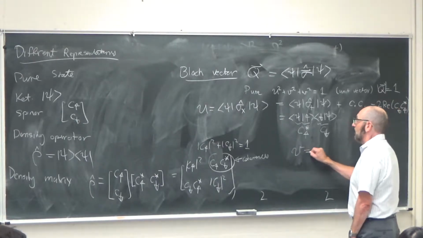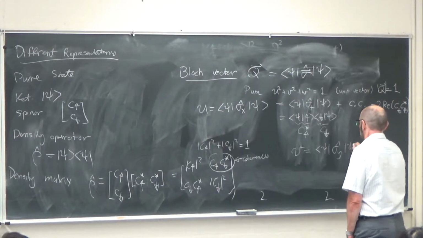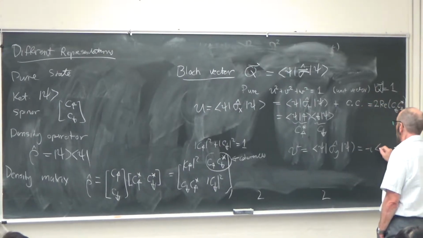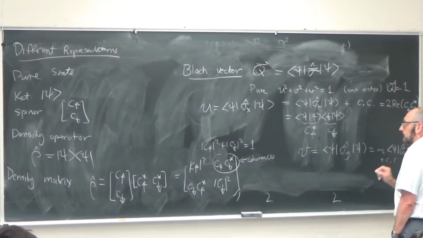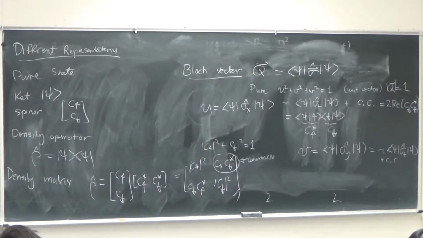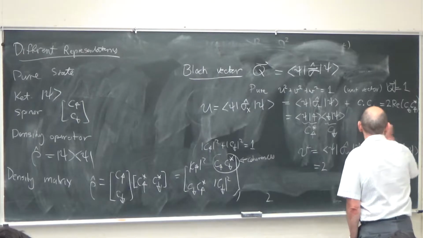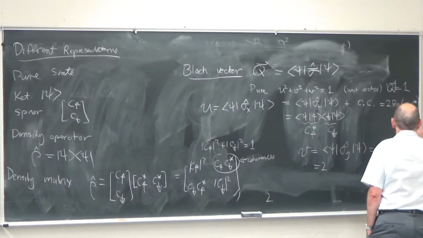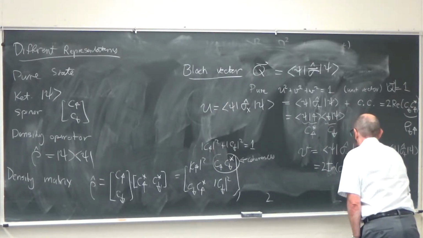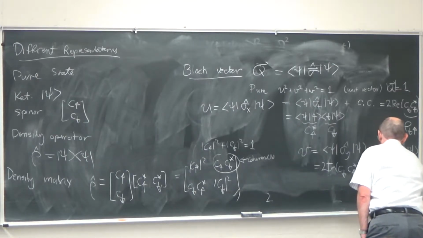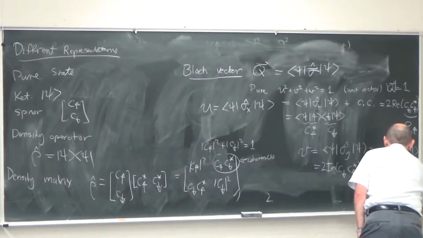And the V component of this is equal to minus i that plus complex conjugate, using the fact that sigma y is sigma plus minus sigma minus over i. And so this is equal to twice the imaginary part of rho down up. Twice the imaginary part of C down, C up star, which is twice the imaginary part of rho down up.